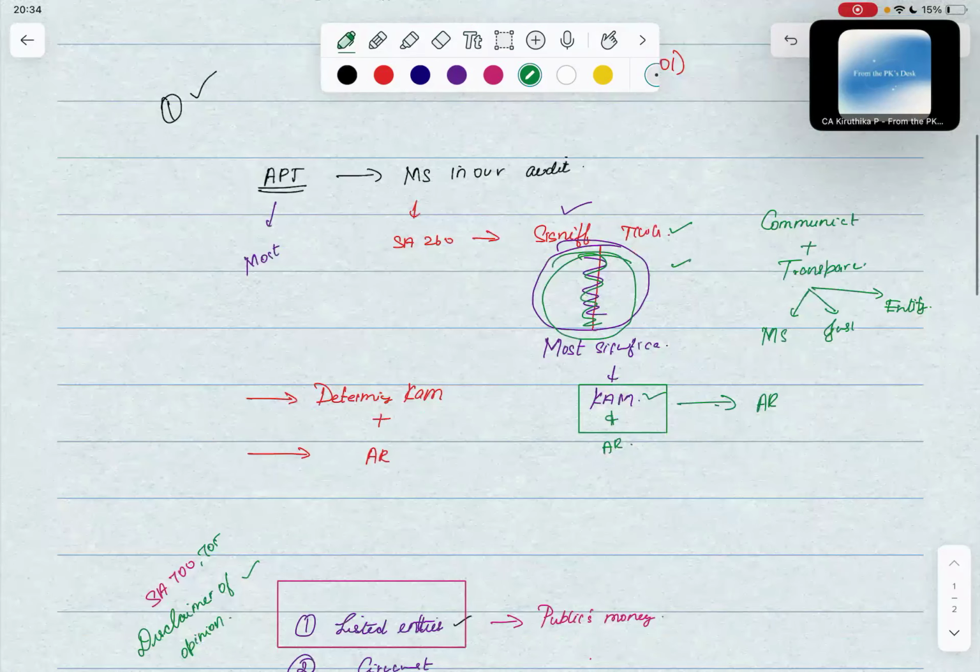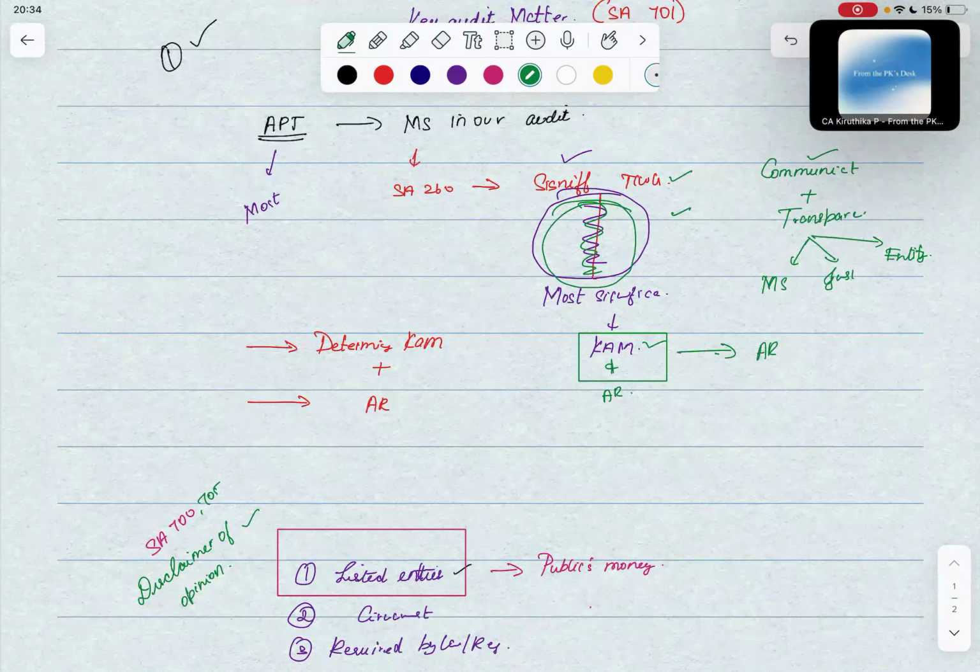What is the purpose? It is going to increase the communicative value of the audit report because we are going to be transparent, and it also helps users to understand the most significant areas for the auditor and the significant judgments made by the management. And lastly, to understand the entity.